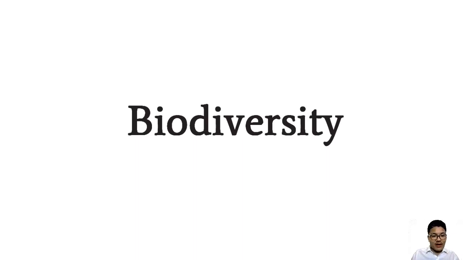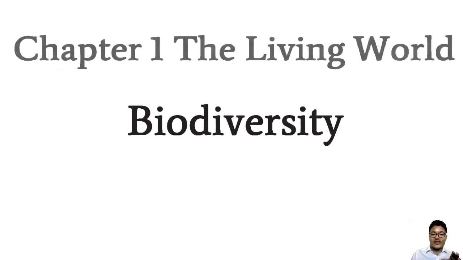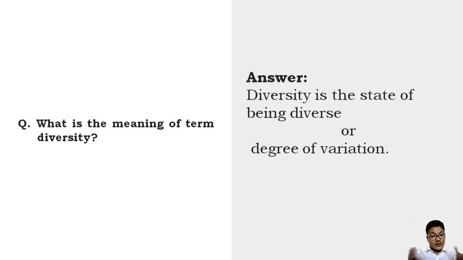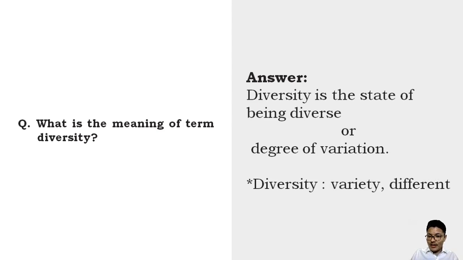So biodiversity, without elaborating much, I would say that biodiversity is one of the subtopics of chapter 1, the living world. So let's try to understand what diversity means. Diversity here refers to the state of being diverse, or degree of variation or degree of differences. Variety and different are two synonyms of diversity. You are different, I'm different. All living organisms, plants, whether unicellular or multicellular, all of us are different. So diversity here means different or variety.